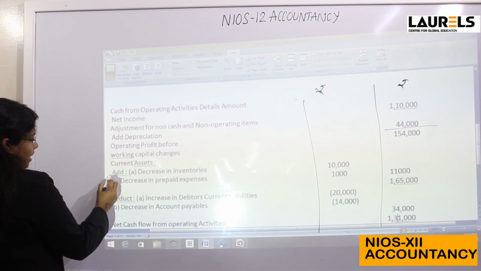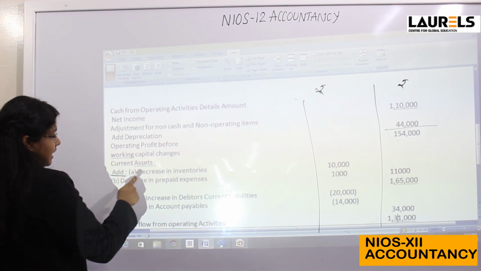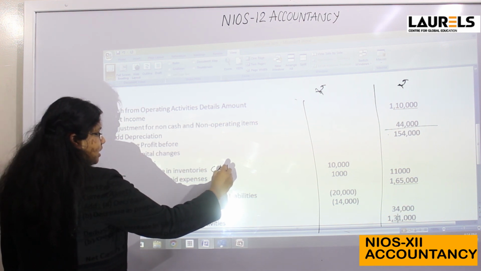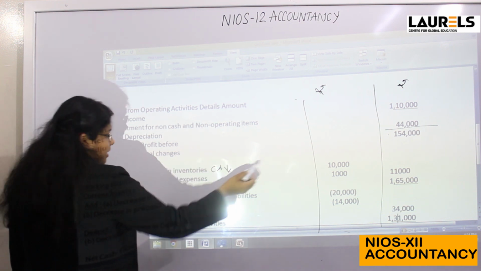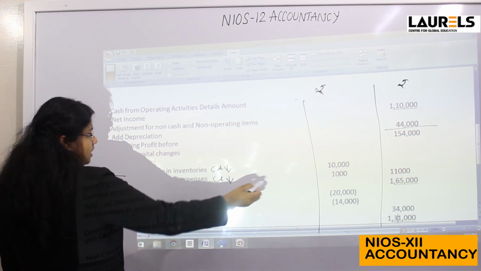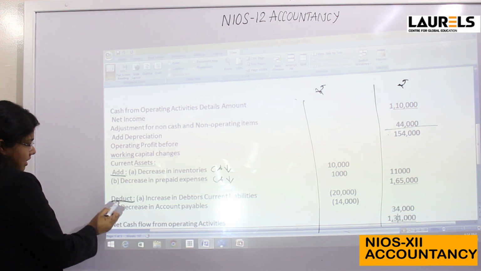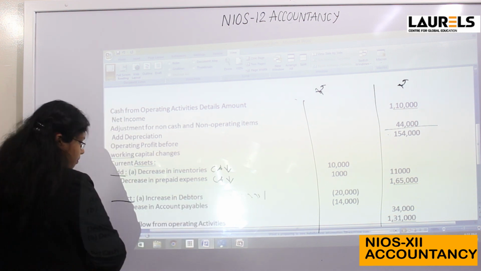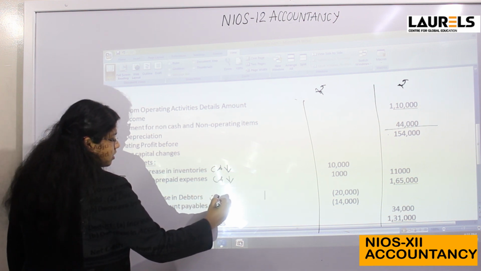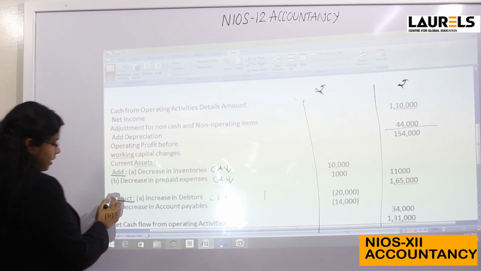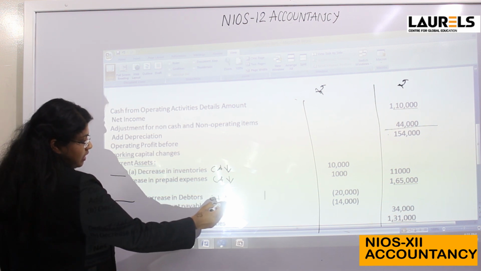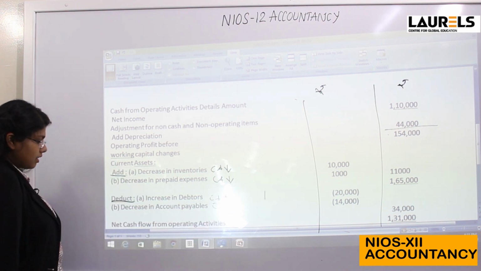Our current assets, what are the assets we will add? Our inventories have decreased, our current asset has decreased, therefore we add it. Then prepaid expenses have decreased, again we add it. And in the deduct side we have debtors, which means our current assets have increased, therefore we deduct it, and our current liabilities have decreased, therefore we deduct it.